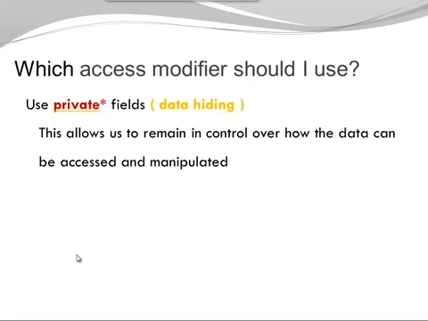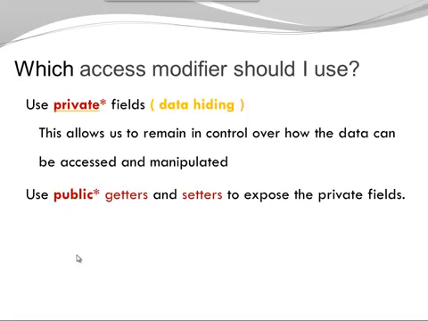Now here a short consideration which access modifier should be used. If you declare fields, use private. Now notice this little star, I'm going back to that in a moment. This allows us to remain in control over how the data can be accessed and manipulated. And then use public getters and setters to expose the private fields. And so at the very end I want to go back to this star. I want to point out this is an oversimplification, but it is a good starting point to keep your fields private and your getters and setters public.